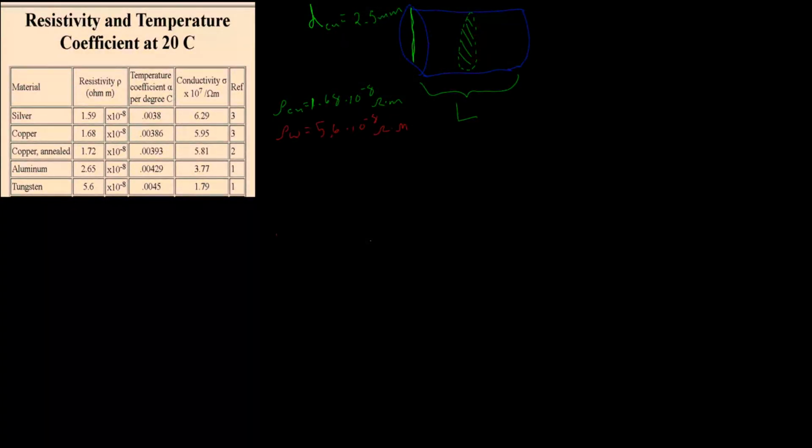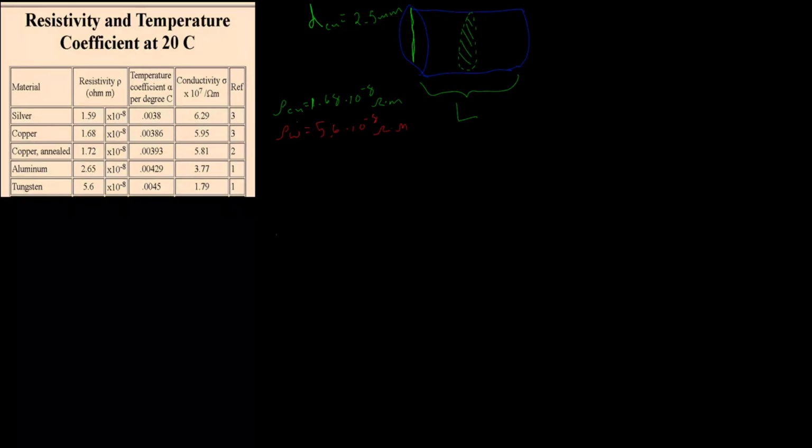We're going to be looking at whether a copper wire of length L with a diameter of 2.5 millimeters can have the same electrical resistance as a tungsten wire of the same length, but not necessarily the same diameter. So the first thing I did was I looked up the resistivities of these two different metals. I got this from hyperphysics.com, because we're going to need these later on.